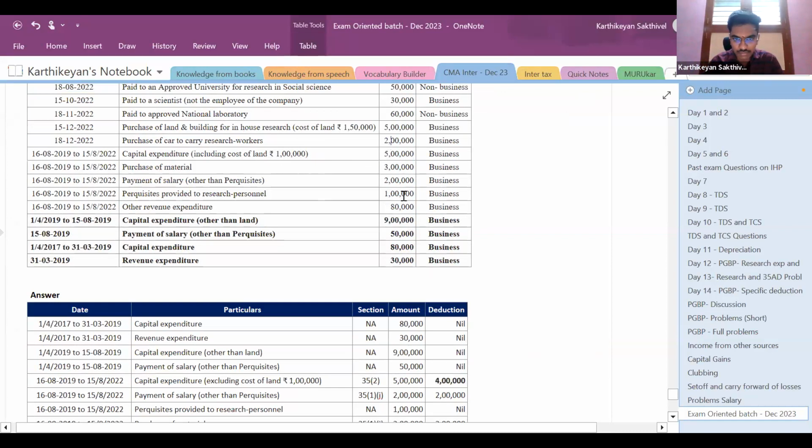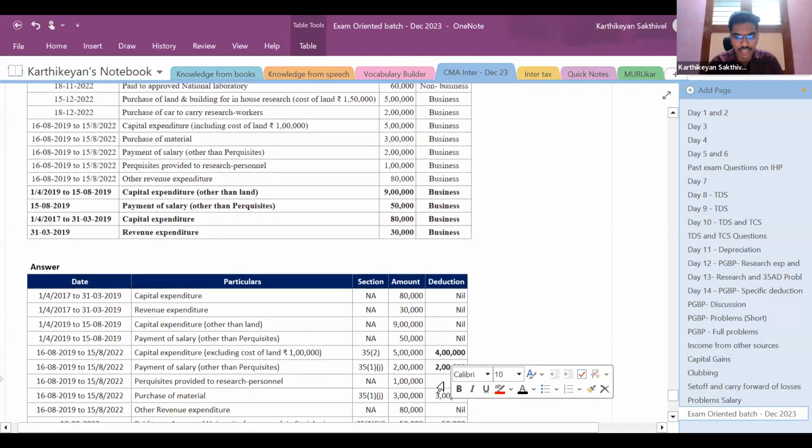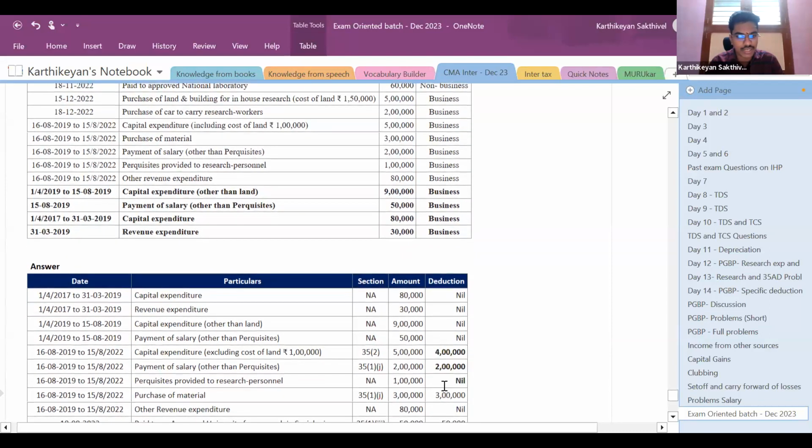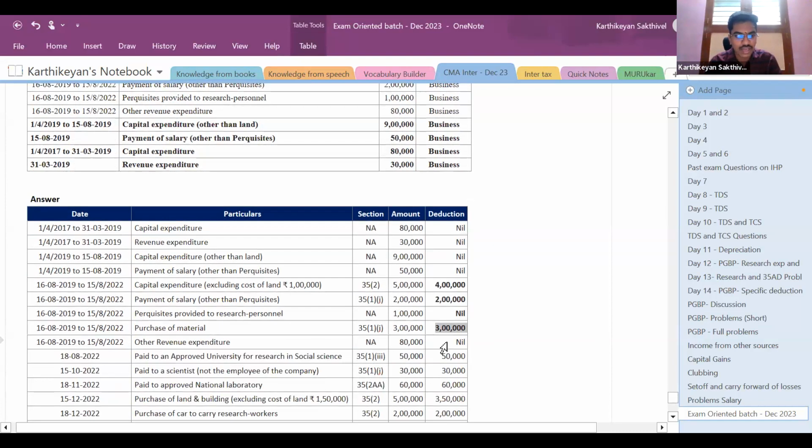Next, payment of salary other than perquisites, 2 lakhs, allowable. Perquisite provided to research personnel shall not be claimed as reduction. Purchase of material can be claimed as reduction. So for the 3 years, purchase of material and salary other than perquisites alone can be claimed as reduction. Other revenue expenditure cannot be claimed as reduction.